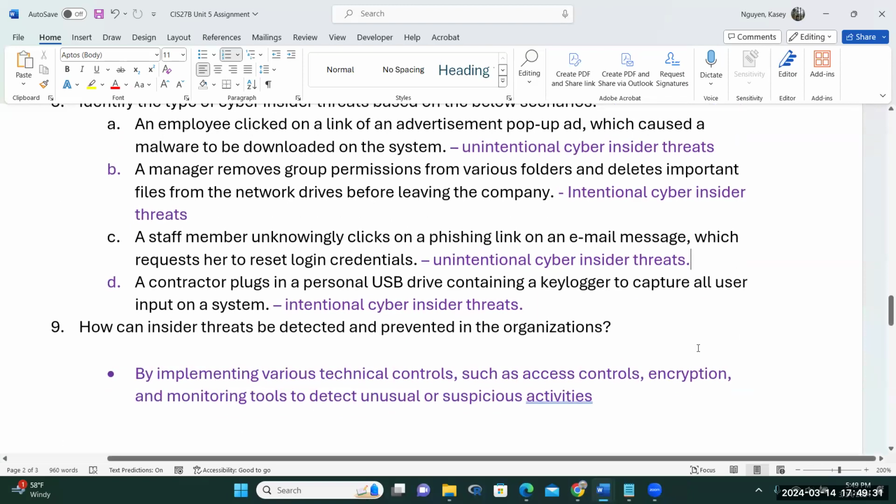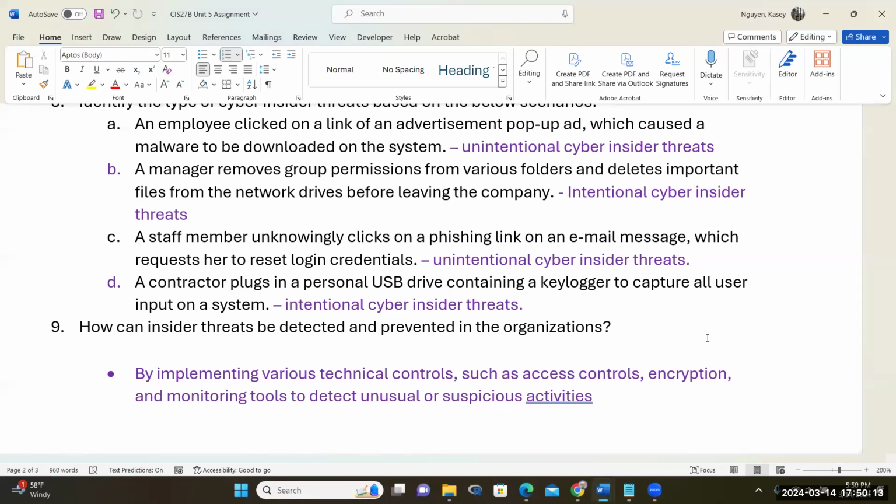And then on the last one, 8D, a contractor plugs in a personal USB drive containing a keylogger to capture all the user input on a system, right? It is intentional. Someone can argue that maybe they didn't know the USB drive was infected, but in this case they want to capture all users' credentials and whatever they type. So that's a Trojan, right? We know a keylogger is a Trojan. And so it is a cyber insider threat. That's intentional. So how can you detect or prevent insider threats?